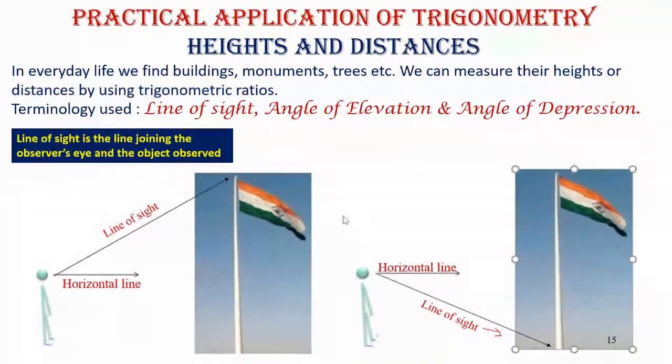Hope this is clear. This is the first basic concept of angle of elevation, angle of depression, and line of sight to work out sums on heights and distances. Now, next terminology we had was angle of elevation. Now, let us see what is angle of elevation.